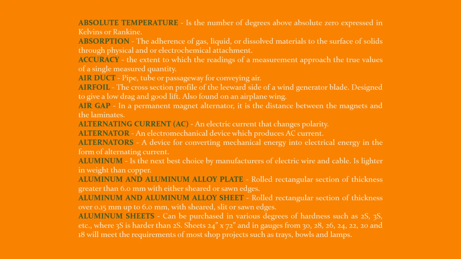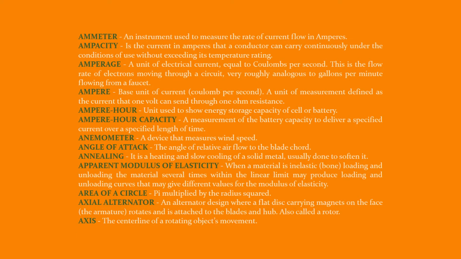Aluminum sheets can be purchased in various degrees of hardness such as 2S, 3S, etc., where 3S is harder than 2S. Sheets 24 inches by 72 inches and in gauges from 30, 28, 26, 24, 22, 20 and 18 will meet the requirements of most shop projects such as trays, bowls and lamps. Ammeter, an instrument used to measure the rate of current flow in amperes.